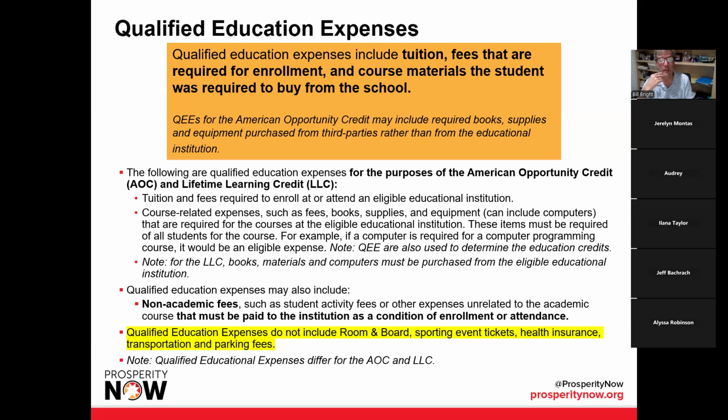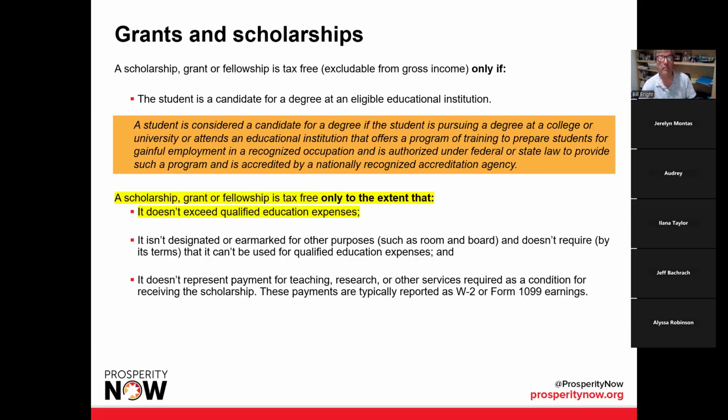Again, the big thing at the bottom, the one thing that it does not include is room and board, sporting event tickets, health insurance, transportation, parking fees, meals, all that stuff. None of that. That's like living expenses, basically. And that's where it can get tripped up. Like if the student has a large grant amount in excess of qualified expenses, it can create a problem. A scholarship grant or fellowship is tax-free only to the extent that it doesn't exceed qualified education expenses. It's pretty straightforward that way.